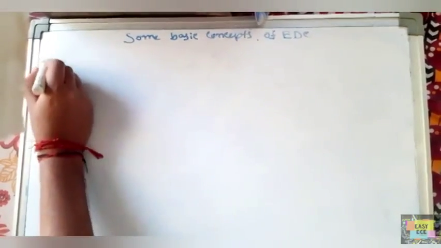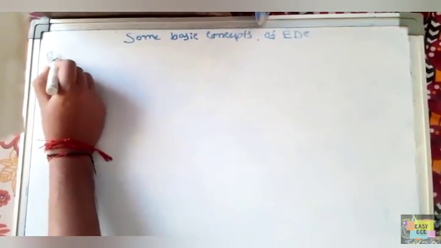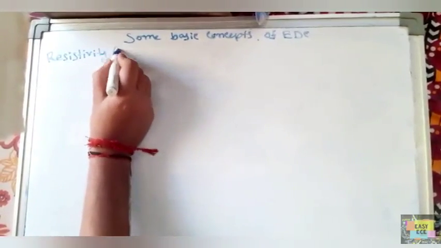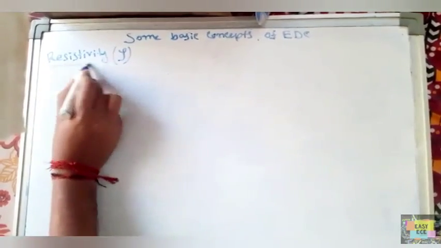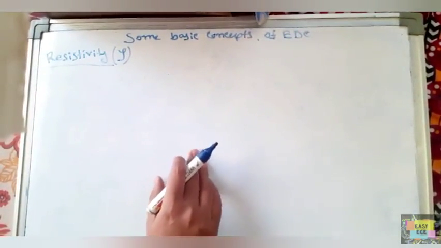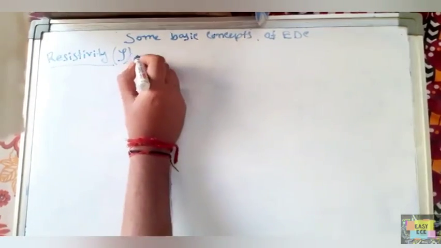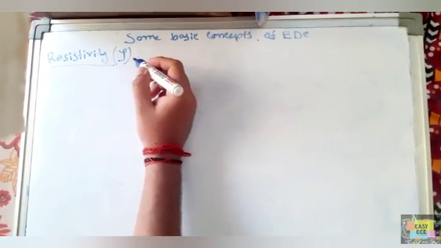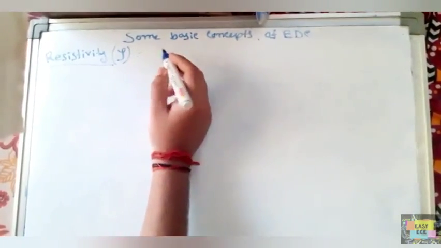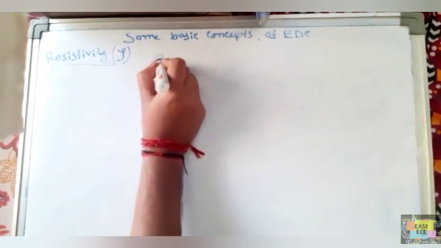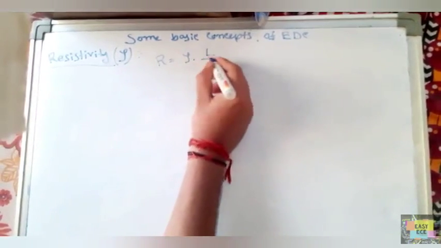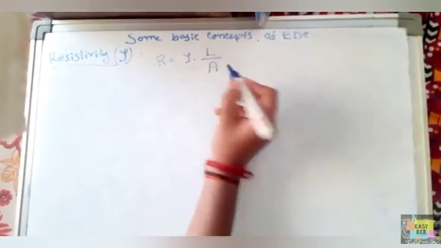So first one is resistivity. In basic electronics, what is resistivity? Resistivity is represented symbolically with rho. This is the specific resistance of the material. The formula of resistivity is: the resistance R equals rho into L, that is the length of the material, divided by A, that is the cross section area.